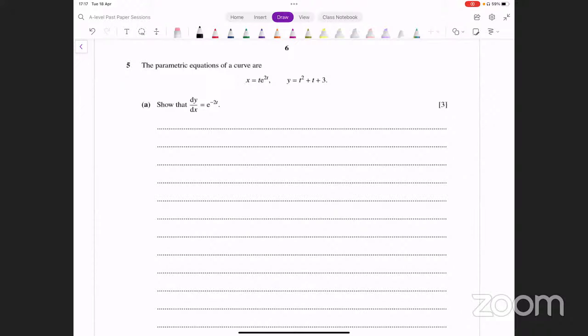In question number 5, we have parametric equations of a curve given, and they are x = t e^(2t) and y = t² + t + 3. We need to show that dy/dx equals this. So these are parametric equations. What do you have to do? You just differentiate them separately. Differentiate both equations separately. You have x = t e^(2t), and we have y = t² + t + 3.